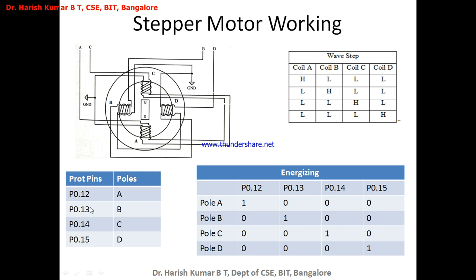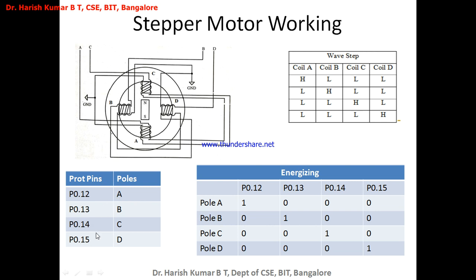This is how we have considered it. In my program, pole A of the stepper motor is connected to port pin 0.12 and B is connected to 0.13. Now why do they need to be connected to these port pins only?